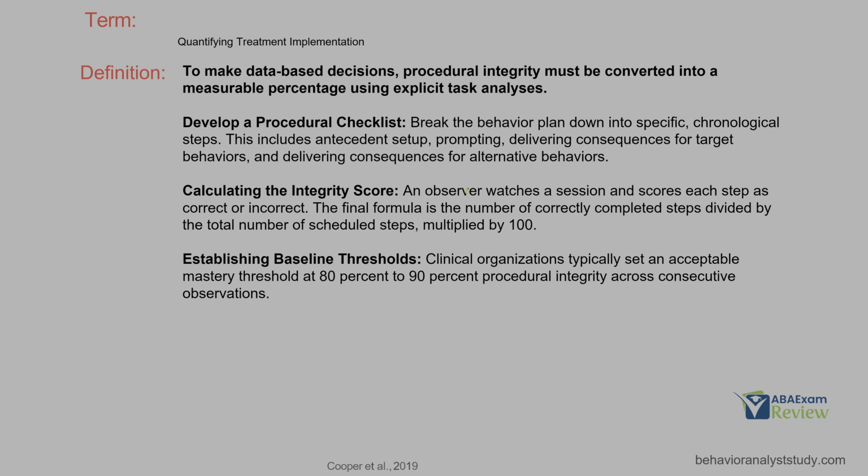You can calculate integrity scores just like we calculate IOA, I should say. So if you have 6 steps, we can get a percentage of steps correct. Not too complicated, but also very important. What was our integrity for that session compared to 2 weeks ago? Is there drift? And then we want a baseline threshold. Now, 80 to 90% is typically our mastery and what we want to see.